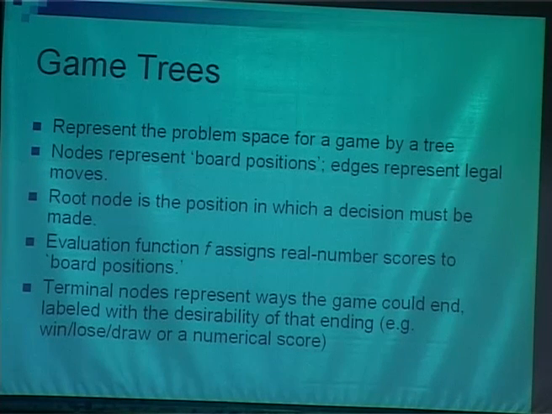Game tree: the representation of any game problem by a tree is called a game tree. A node represents a board position, for example these positions. The root node is the position in which a decision must be made. The leaf node is the final position which says which player wins. Evaluating function f evaluates every node, and by evaluating the child nodes we calculate the ancestors of that node, and finally we calculate the root node, which says which player wins.